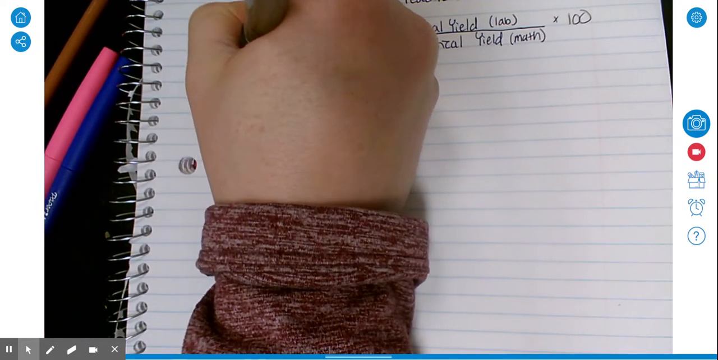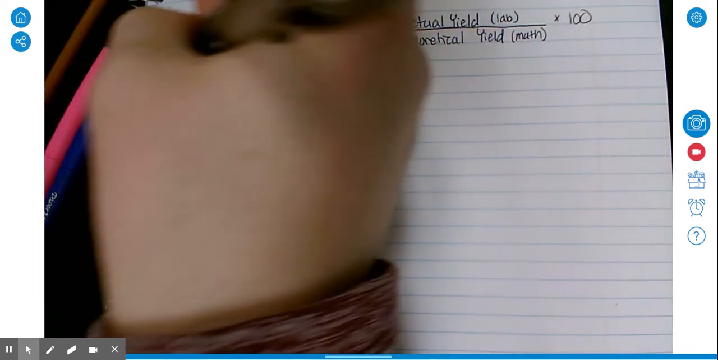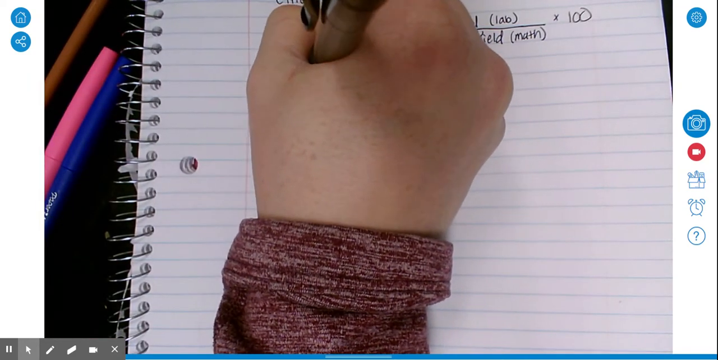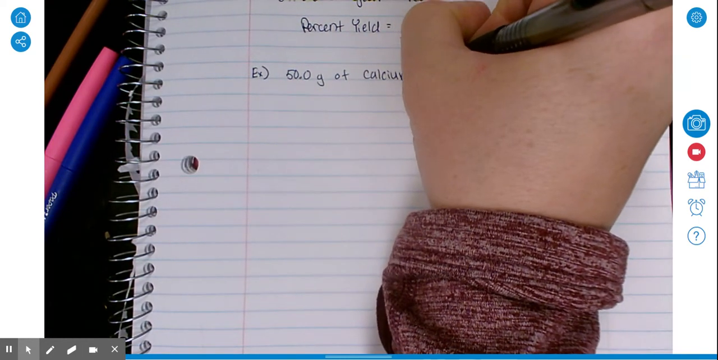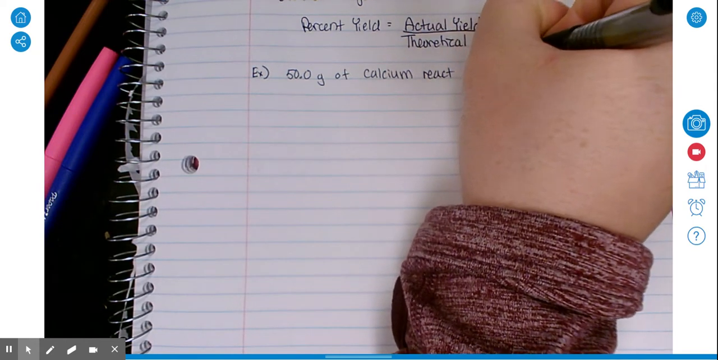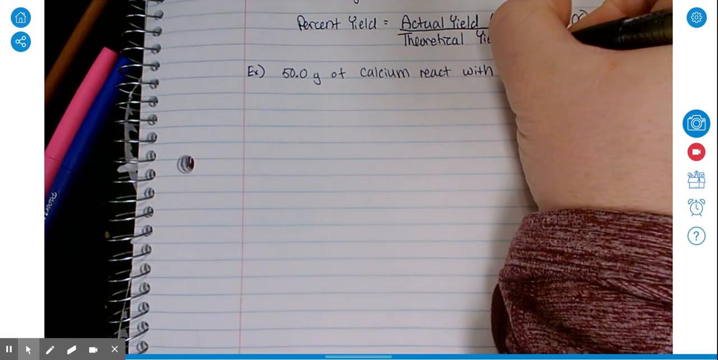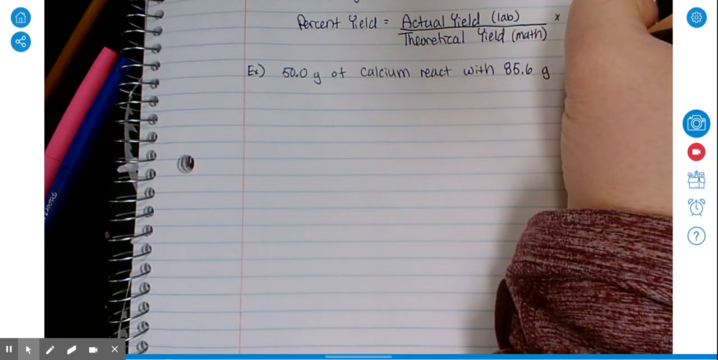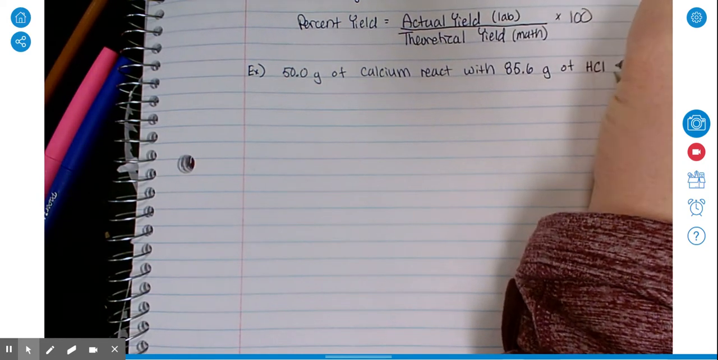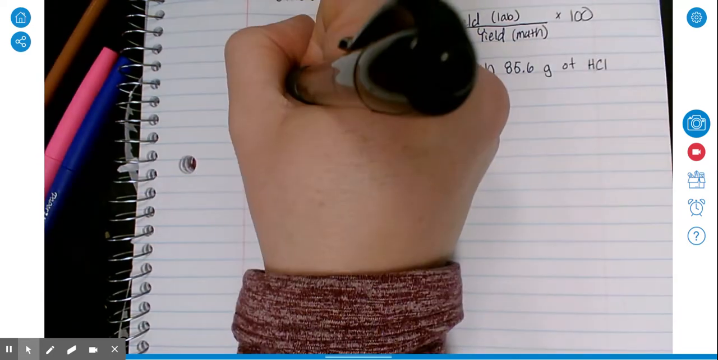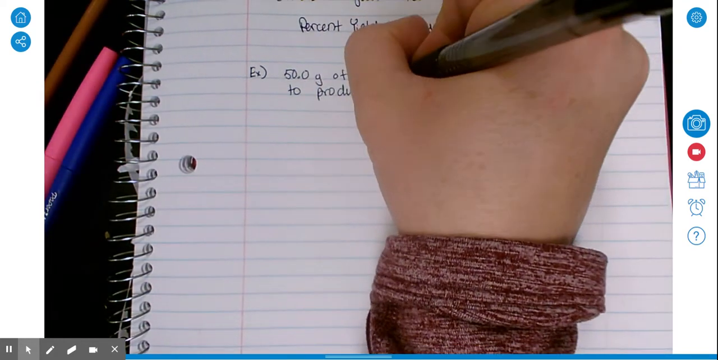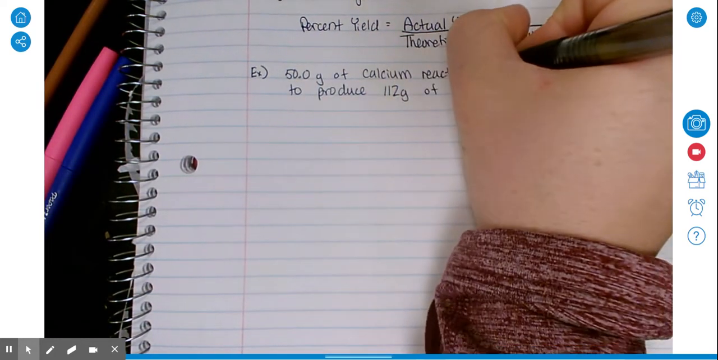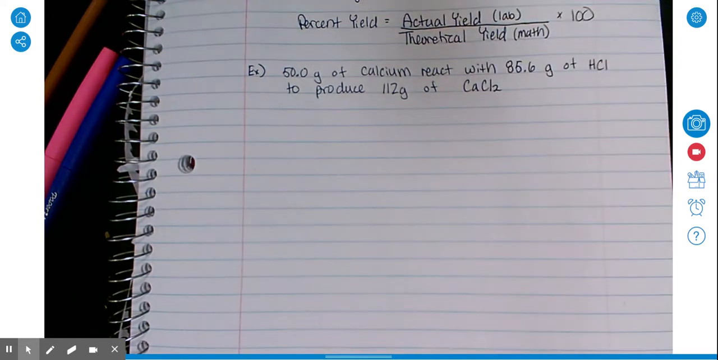Let's see. So example 1, you go into lab and you're going to allow 50 grams of calcium to react with 85.6 grams of HCl. I did a lot of HCl reactions to produce 112 grams of CaCl2. So now we've got a third layer in our problem.